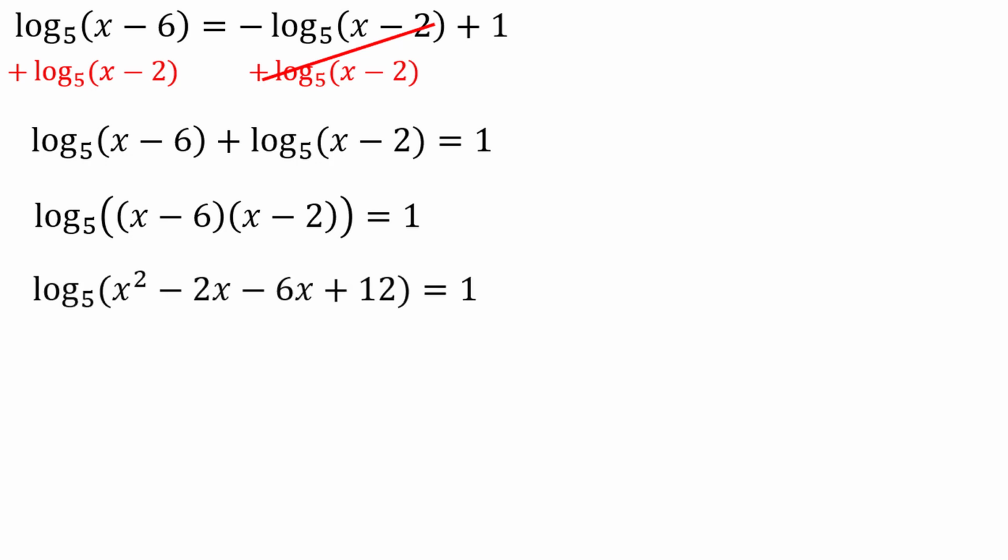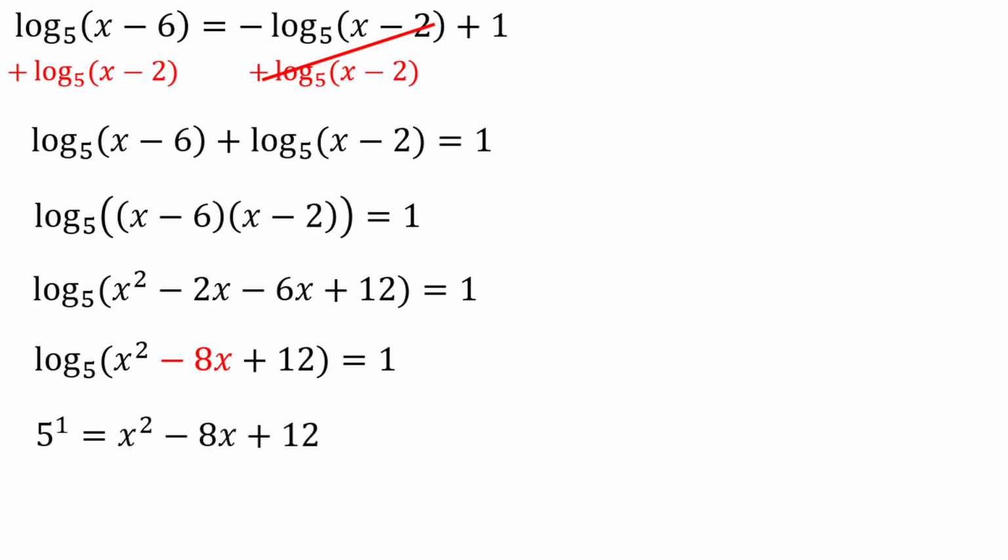We get log base 5 of x squared minus 2x minus 6x plus 12 is equal to 1. This simplifies to log base 5 of x squared minus 8x plus 12 is equal to 1. We can use the idea of left, right, and center to rewrite this as 5 to the first power is equal to x squared minus 8x plus 12.